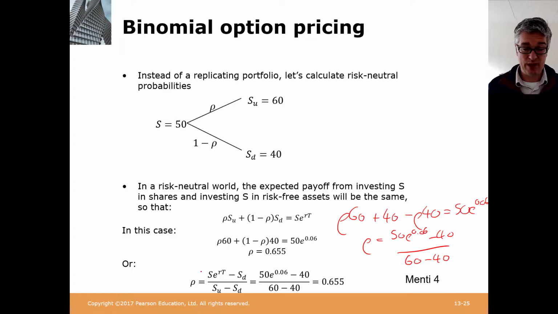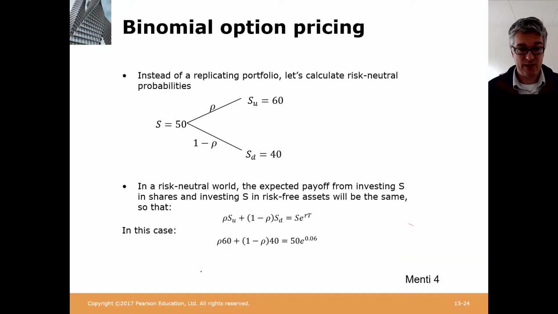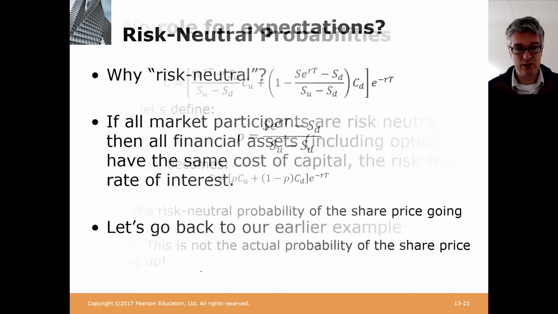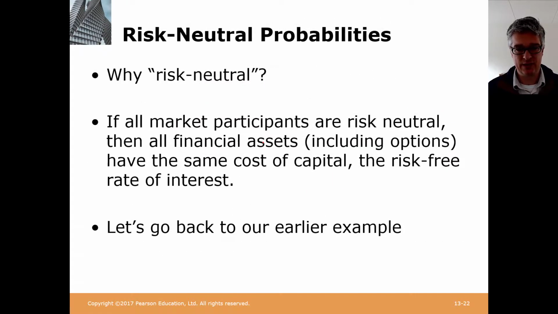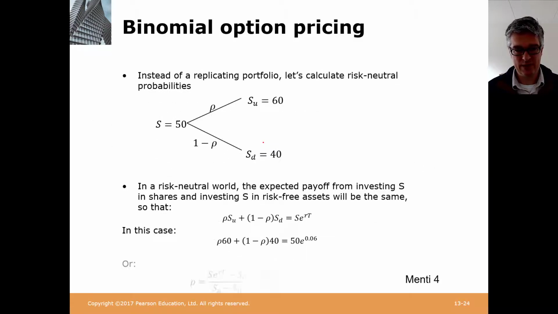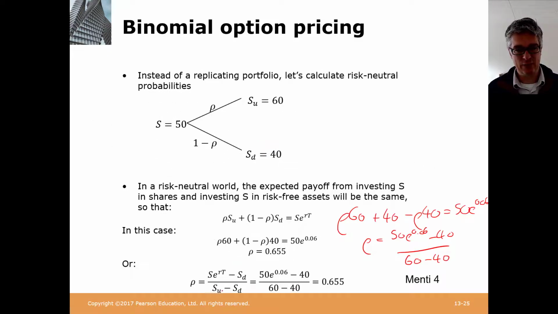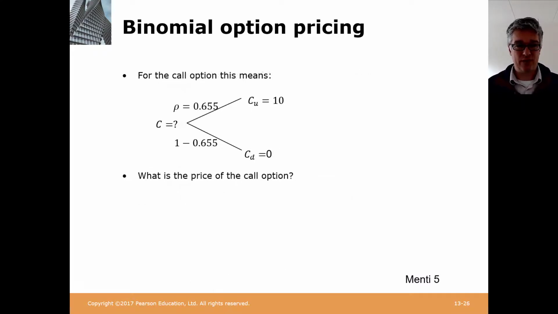And we can also do it by referring back to the slide we had earlier, where we defined our rho as S times e to the power RT minus SD over SU minus SD, by rewriting the portfolio replication method. And if we fill in that formula, then we get this exact same 0.655. So that is great. We have the same outcome. Then of course, if we know these risk-neutral probabilities, then we can also calculate what the value of the call option is.